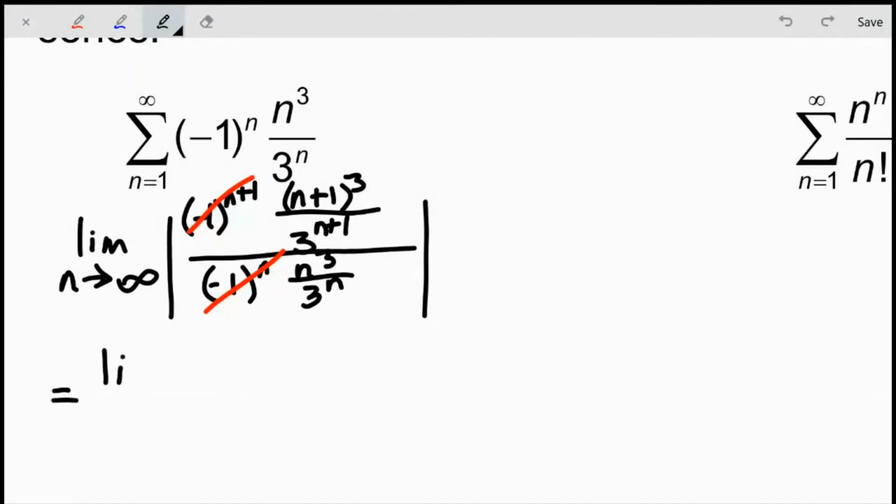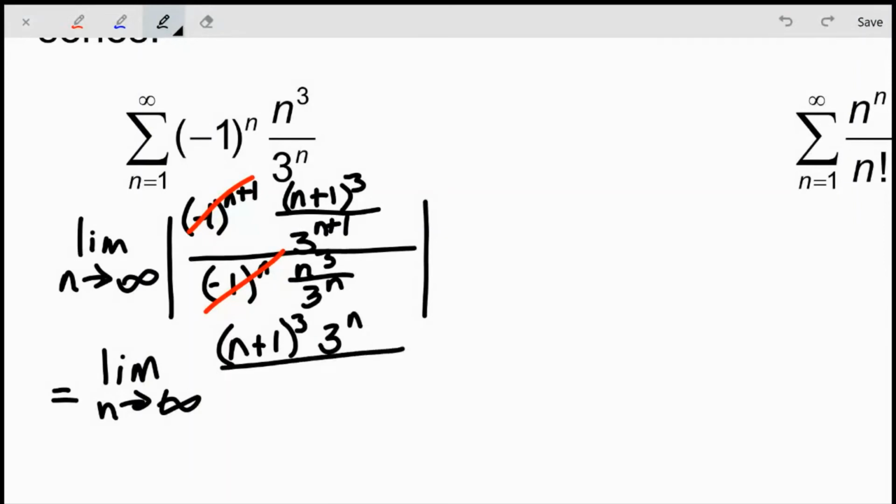We've got the limit as n goes to infinity. And what I've got here is, let's see, n plus 1 cubed times 3 to the n over 3 to the n plus 1 times n cubed.